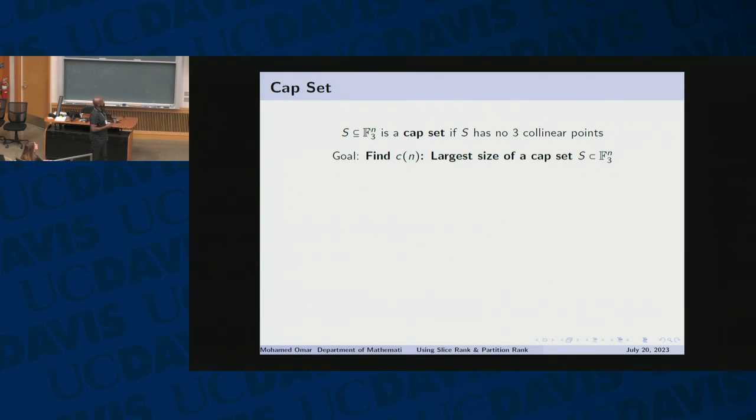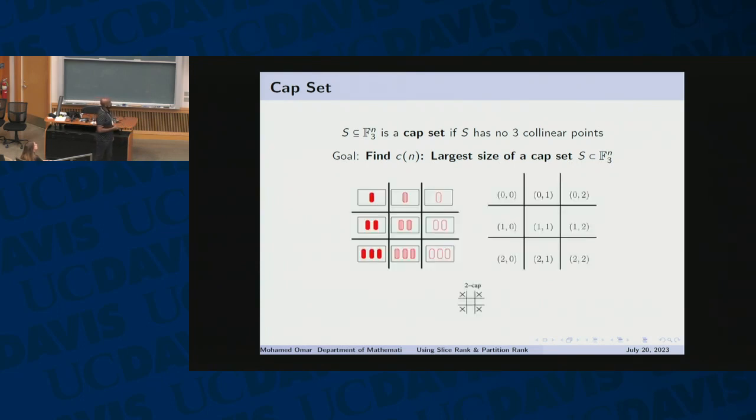this thing? If you're playing around with this stuff, doing it from scratch, you start with small values of n to explore. So here's n equals 2. It turns out that the largest size of a cap set is 4. Here's an example of one. If you wrote down the points in the space, pick these 4 points right here.